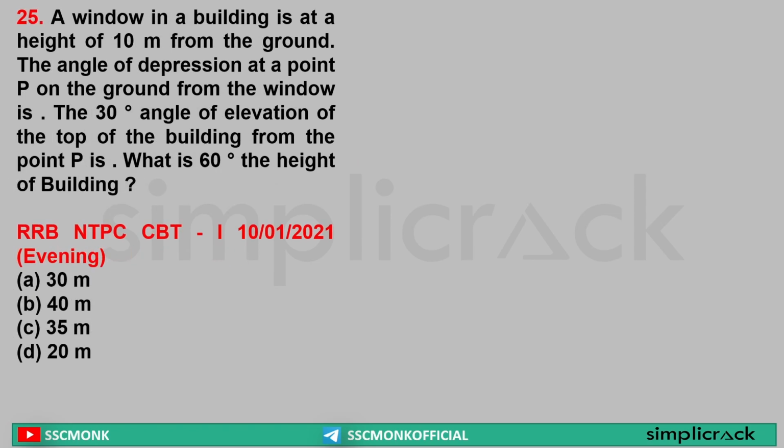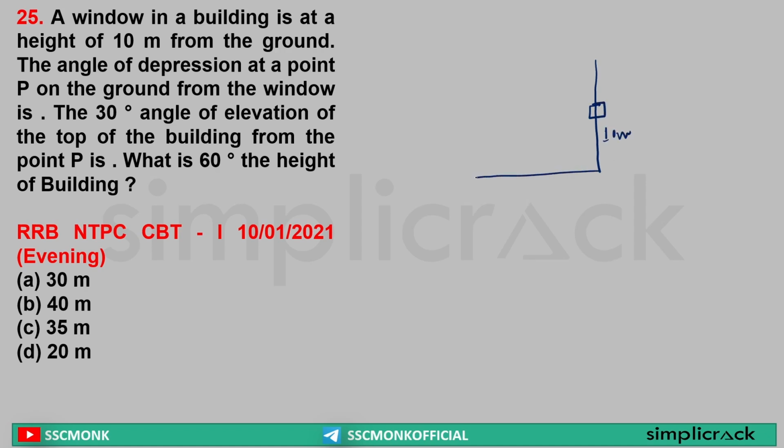Next. A window on a building is at a height of 10 meters from the ground. The angle of depression at a point P on the ground from the window is 30 degree. Angle of elevation of the top of building from the point P is, what is the height? So there is a writing mistake, but let me put it this way. It is saying a window in a building is at a height of 10 meters from the ground. Let's say this is a building. Okay. So here there is a window, and this window is at a 10-meter height from the ground.